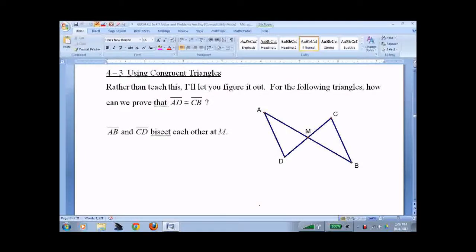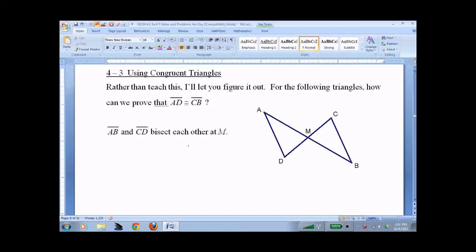Lesson 4.3, using congruent triangles. Rather than teach this, I'm going to let you figure it out. So I want you to pause this in a moment and write down everything you know if we also know that they bisect each other. I'd like you to pause it and write down everything you know based on that statement. Anything else that you can read into the diagram.